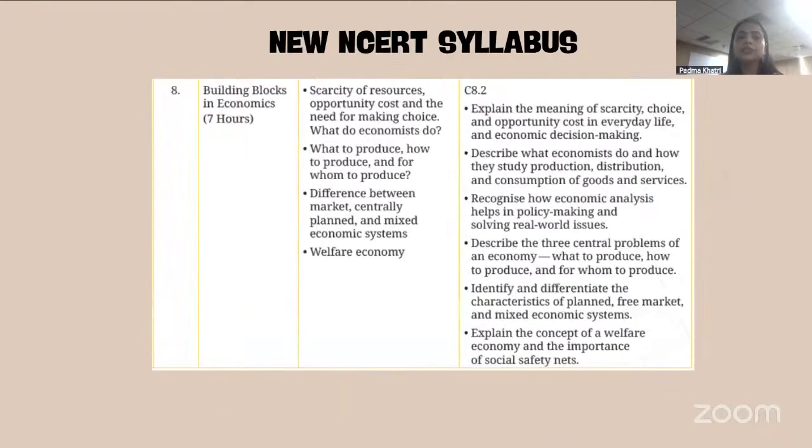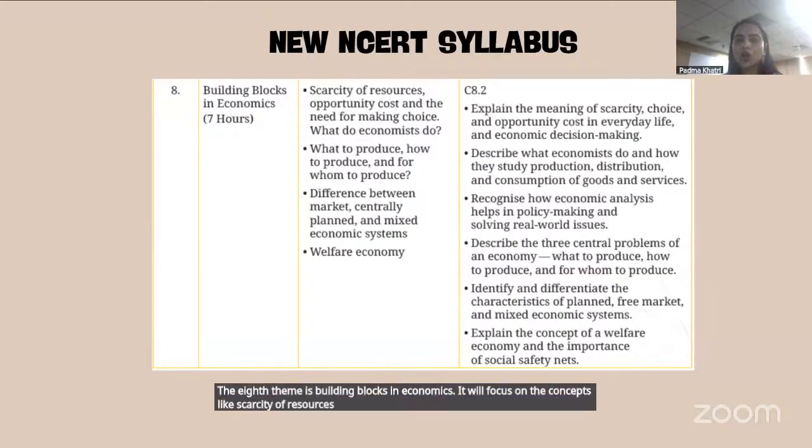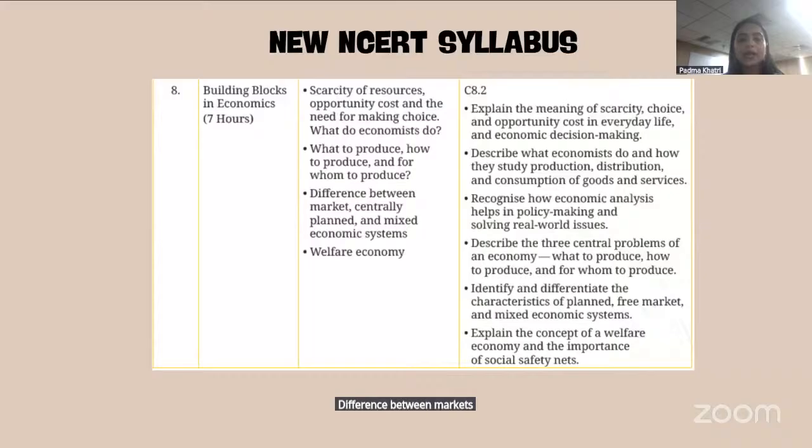The 8th theme is building blocks in economics. It will focus on concepts like scarcity of resources, opportunity cost, and the need for making choices. What do economists do? What to produce, how to produce, and for whom to produce. Difference between market, centrally planned and mixed economic systems, and welfare economy.